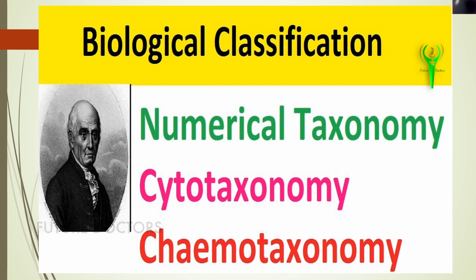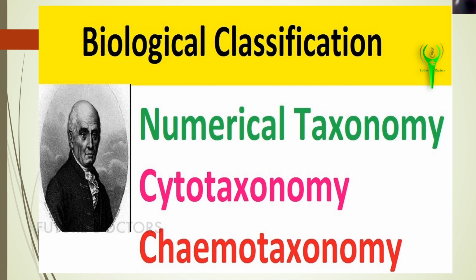And the next is cytotaxonomy. It uses cytological information like chromosome number, structure, behavior and types of chromosomes. Chromosome number is constant for a species, for example, 46 chromosomes in man. Behavior of chromosomes, such as pairing and banding patterns, was used by taxonomists to understand the relationship between species. Example, origin of humans from apes and origin of wheat.